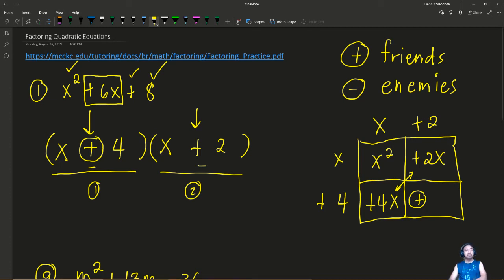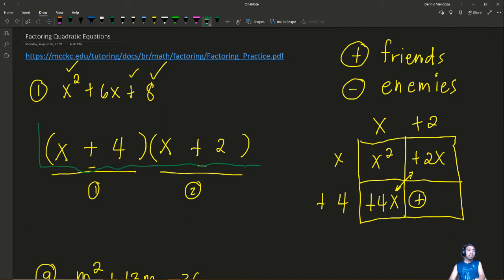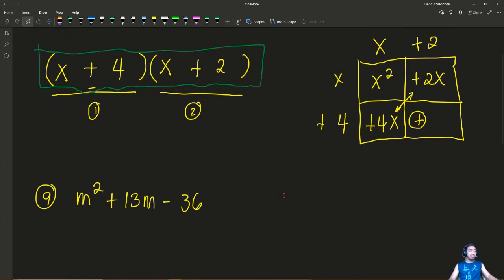Okay, so now our factors then, the factors of our x squared plus 6x plus 8 are the quantity x plus 4 and the quantity x plus 2. Okay, so that's the level 1. Now let's go to the next example.